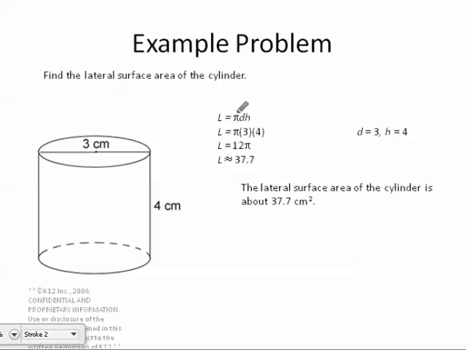So we're going to take pi times the diameter times the height, or 2 pi r times the height. So we take 3 times pi times 4, that's 12 pi, or 37.7. Great application. We just found out that we need 37.7 square centimeters of material to make a koozie to go around that can.